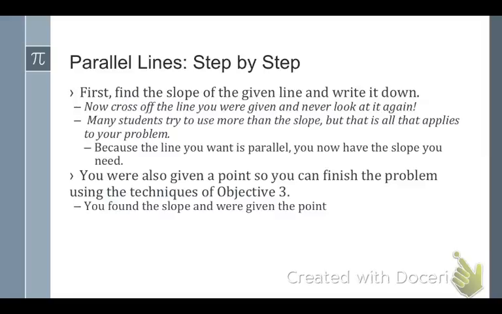So the slope of the line you want, because it's parallel, will be the same. And you're also given a point, so now we have a slope from the line they gave us and a point they gave us, and we can find the equation of a line using slope and a point. Remember, that's always what we need to find the equation of a line. So your goal, no matter what you're given in a problem, is to figure out the slope you need and see what point they gave you. If they gave you more than one, you just pick one of them.